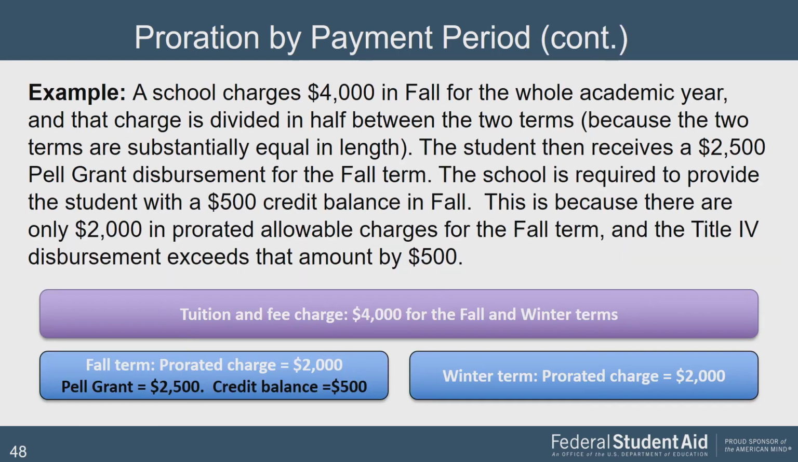Of course, there's a formula for doing so, and this just gives you an example of a student that is charged for the entire enrollment period or the entire award year. It must be divided in substantially equal charges. That way, the awards that are paid by payment period and any credit balances are applied to each payment period, and they are equal.